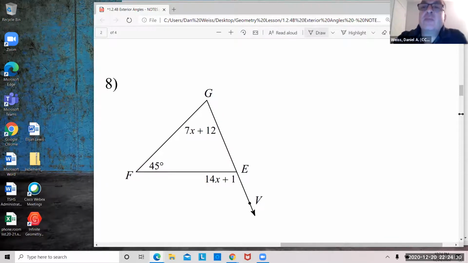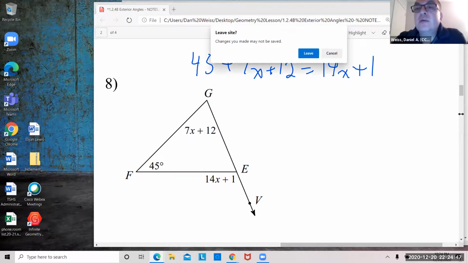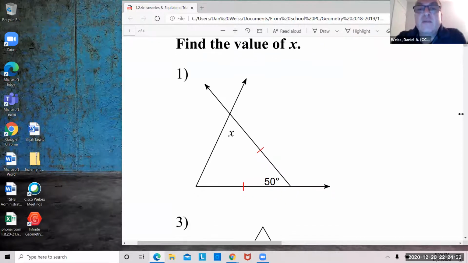Same thing. 45 plus 7x plus 12 equals 14x plus 1. Solve for x. That's how that works. All right. Find the value of x here.